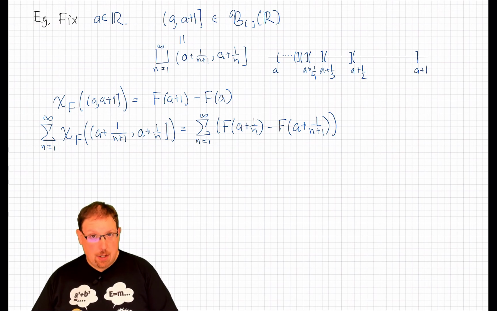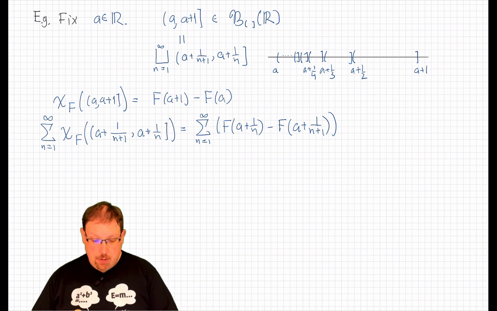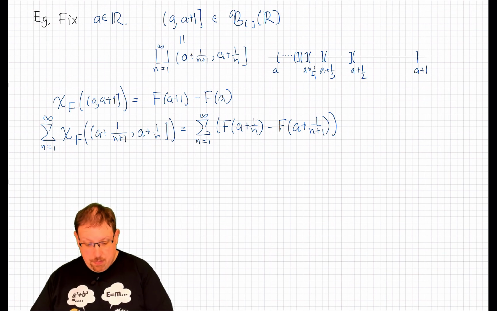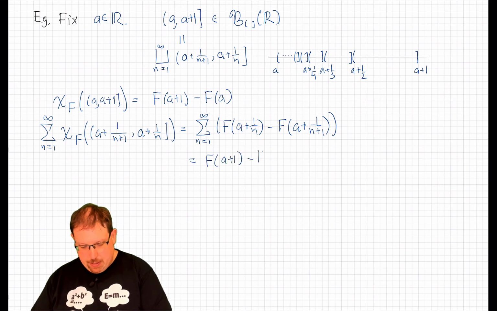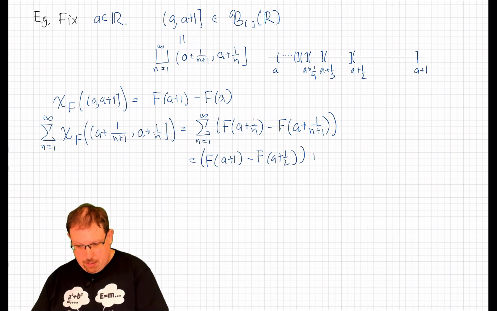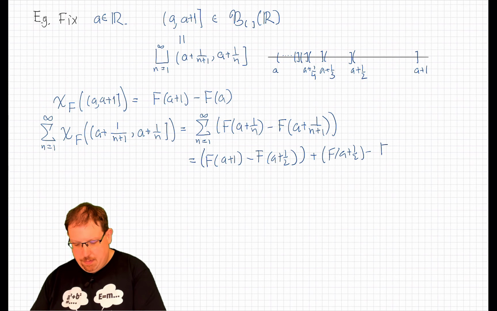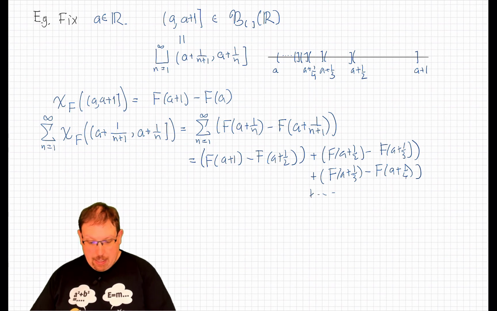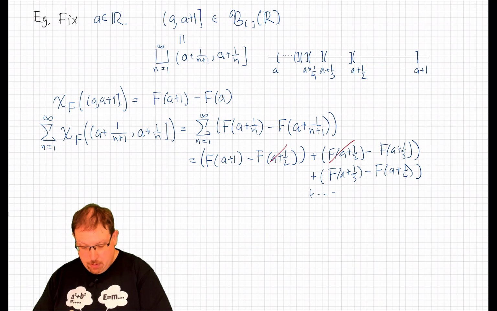That is a telescoping sum, like we saw in the special case of two terms on the last slide. Let's write a few of those terms out to make it clearer. This is f at a plus 1 minus f at a plus a half, plus f at a plus a half minus f at a plus a third, plus f at a plus a third minus f at a plus a quarter, and so on. And like before, we get some internal cancellations.